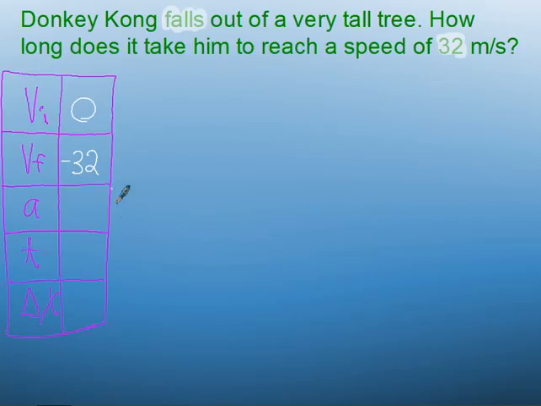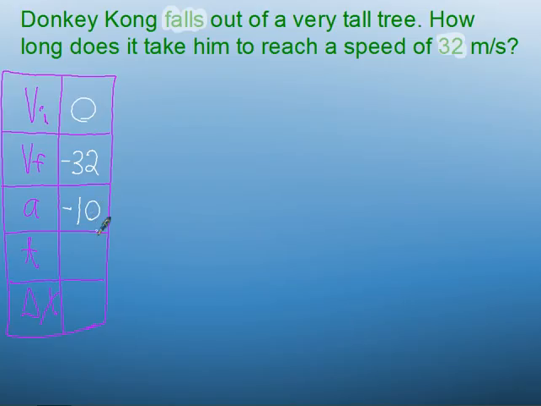But wait, if he fell, there's one thing that we always know is true for falling objects, and that's that acceleration due to gravity is always equal to minus 10, or minus 9.8 if you want to be really specific on the problem. So always fill this in if you have an object that's just flying through the air.